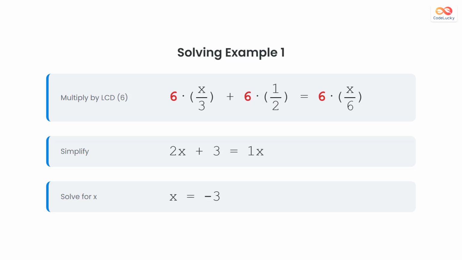Now we multiply every term by 6. 6 times x over 3 becomes 2x, 6 times 1/2 becomes 3, and 6 times x over 6 becomes just x. Suddenly, we have the simple equation 2x plus 3 equals x. Solving for x gives us -3.